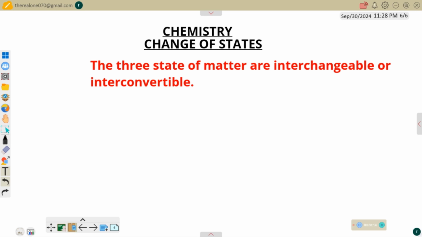Alright, welcome to this class. Let's consider change of states. Students should always be aware that the three states of matter are interchangeable. That is, they are interconvertible. What do we mean by this?